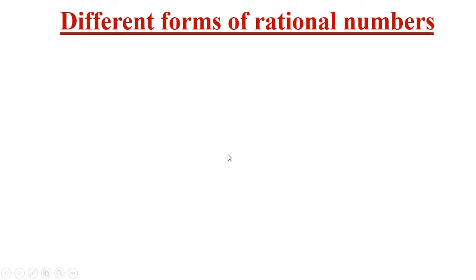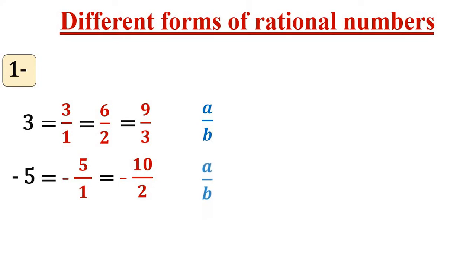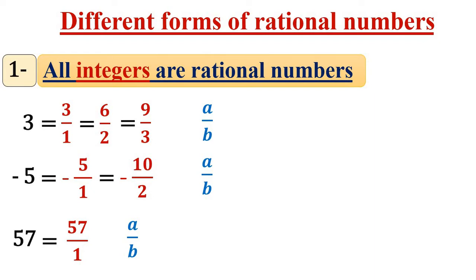We have different forms of rational numbers. Number 1: if we have a 3, we can write 3 in the form 3 over 1 or 6 over 2, 9 over 3 and so on. We can put 3 in the form a over b. Another example, like negative 5. Negative 5 we can write as negative 5 over 1, negative 10 over 2 and so on, in the form a over b also. 57 we can write as 57 over 1 and so on. That says all integers are rational numbers.